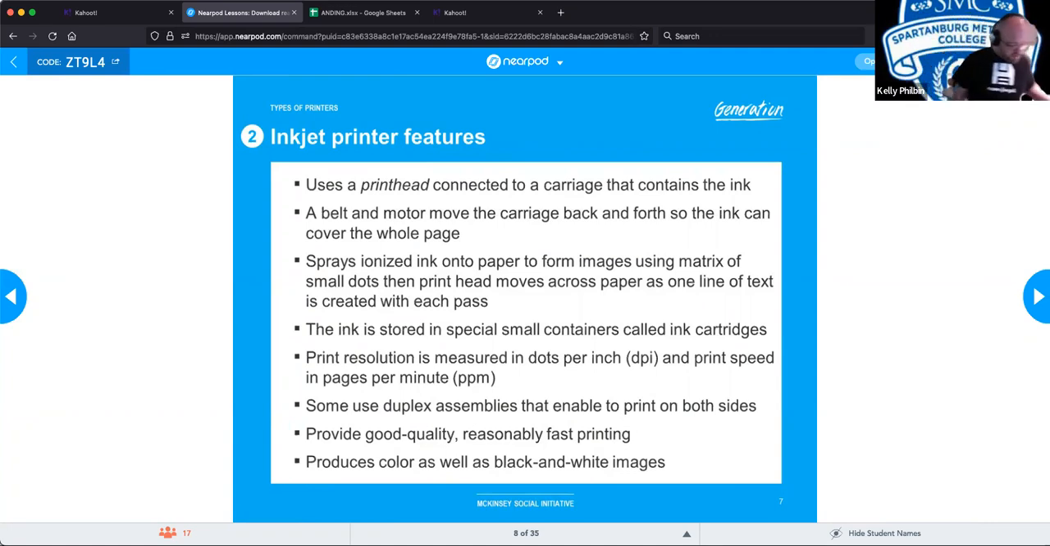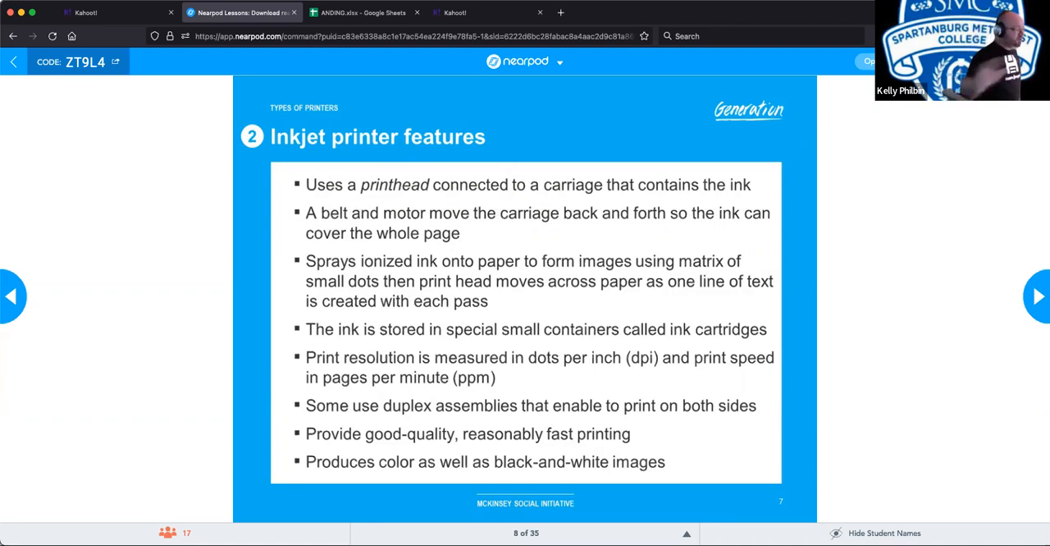Most people's first printer they ever purchase is an inkjet, especially for your house. Usually it's for school or taxes or whatever reason, this tends to be the first printer you buy because it is very inexpensive to get into. And it is kind of signified by certain features. It utilizes a print head connected to a carriage that will slide back and forth. And the carriage itself contains the ink. So the print head, all that technology, shuttles back and forth on that carriage.